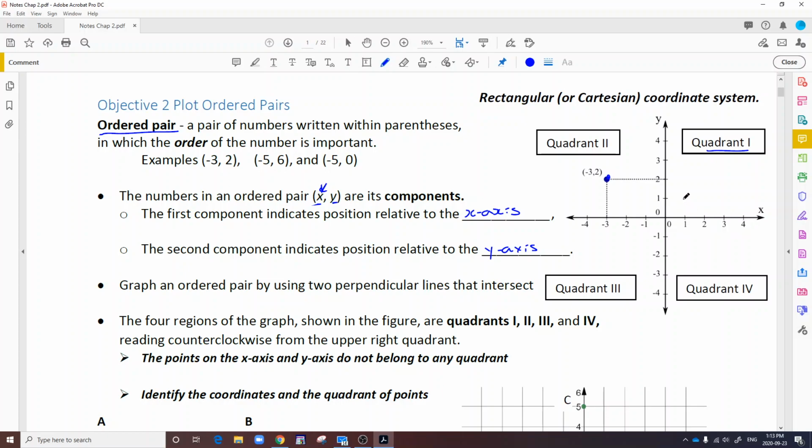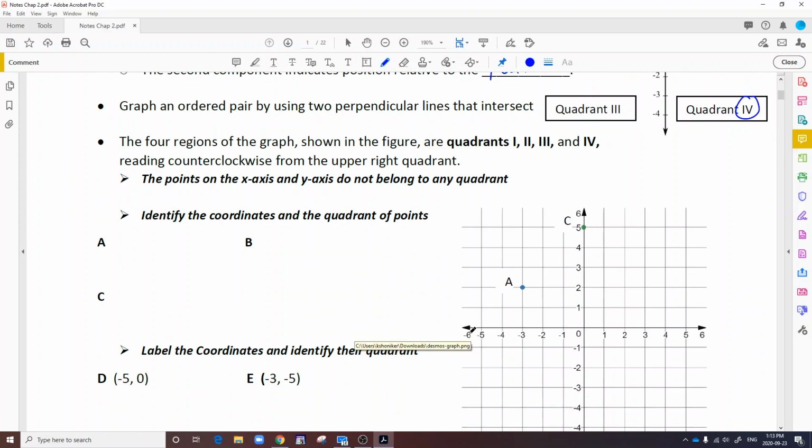In real life, this is where a lot of data happens because, with time, we don't go back in time, or a lot of data we don't use the negatives for. And then when you go to quadrant 2, you go in a counterclockwise direction. So this is quadrant 2, and then down here is quadrant 3, and then lastly, bottom right is quadrant 4. The points on the x-axis and y-axis would not be considered to be in any quadrant.